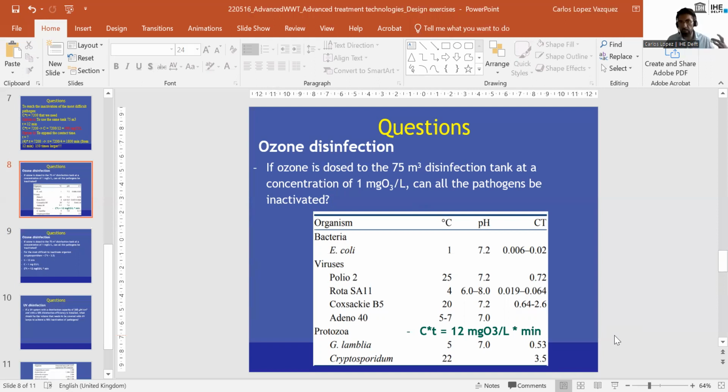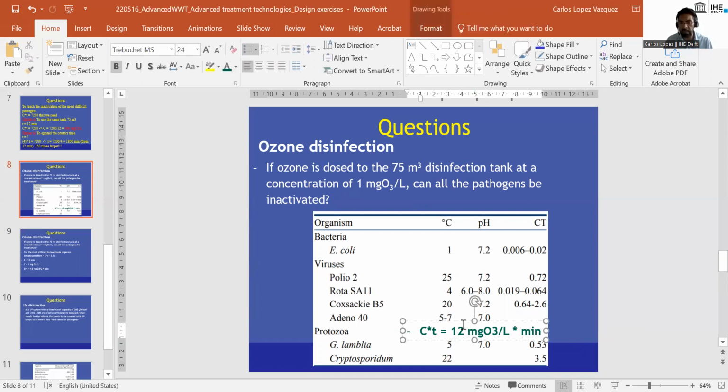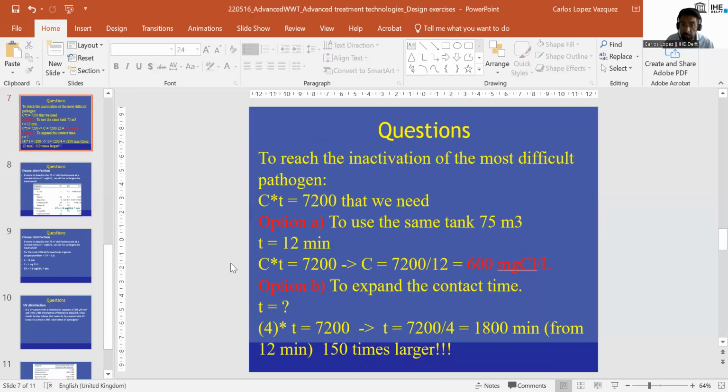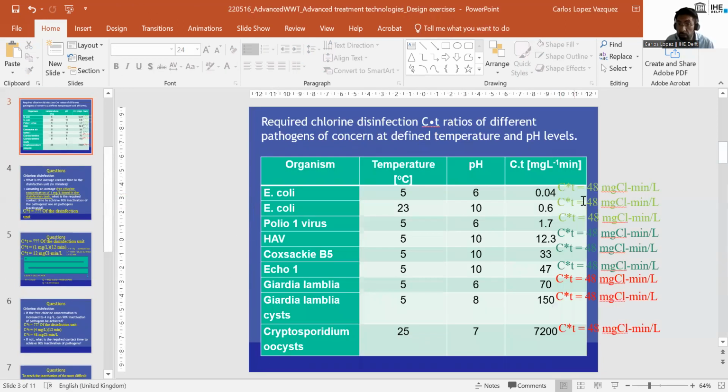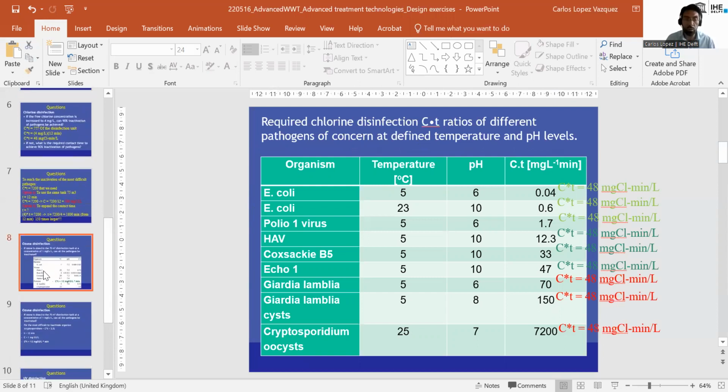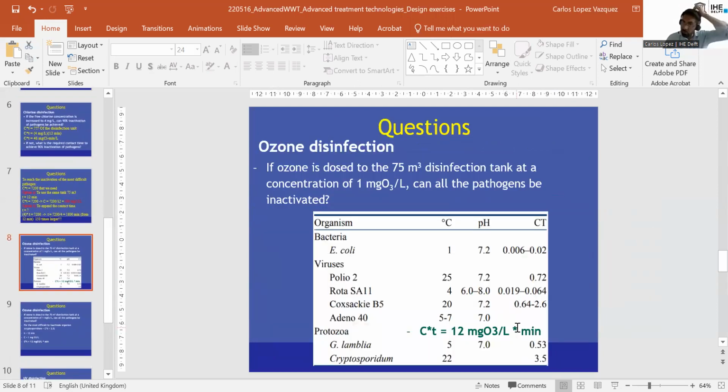So ozone is much stronger than chlorine, and because it is much stronger, the CT values of ozone are lower for bacteria. The system can have the same CT of 12. We can check it out. We already had a CT of 12 with chlorine, and it was not sufficient. We increased it to 4 times, it reached 48, and it's not sufficient. But because ozone is much stronger, with a CT of already 12, we can get a full inactivation of all the microorganisms.